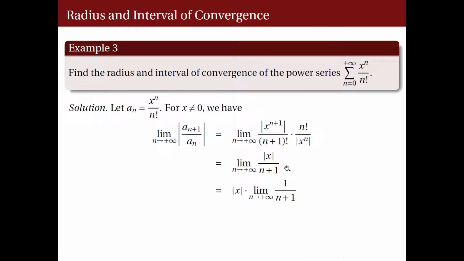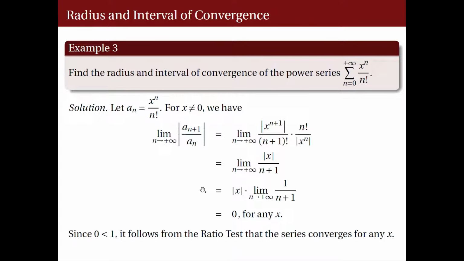Hence, this is equal to the absolute value of x times the limit of 1 over n+1 as n approaches positive infinity. Notice that this expression goes to 0, and therefore the limit is equal to 0 for any x. Since 0 is less than 1, it follows from the ratio test that the series converges for any x. And therefore, the interval of convergence is negative infinity to positive infinity, and the radius of convergence is equal to positive infinity.